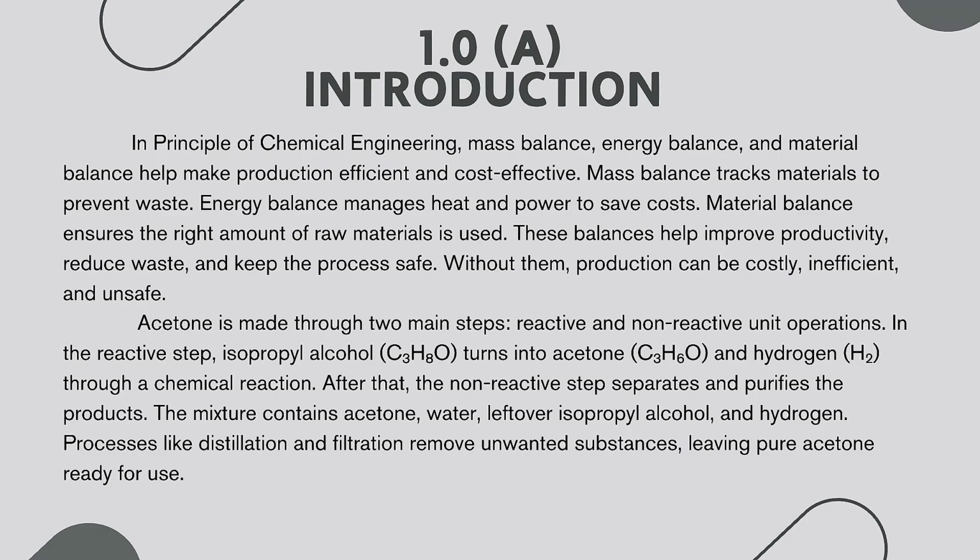In acetone production, there are two main steps, which are reactive and non-reactive unit operations. The reactive step is where the chemical reaction takes place. In this process, isopropyl alcohol undergoes dehydrogenation to form acetone and hydrogen. After the reaction, the non-reactive step focuses on separating and purifying the products. The reaction mixture contains acetone, water, leftover isopropyl alcohol, and hydrogen. Therefore, to obtain pure acetone, processes like distillation and filtration are used to remove unwanted substances.